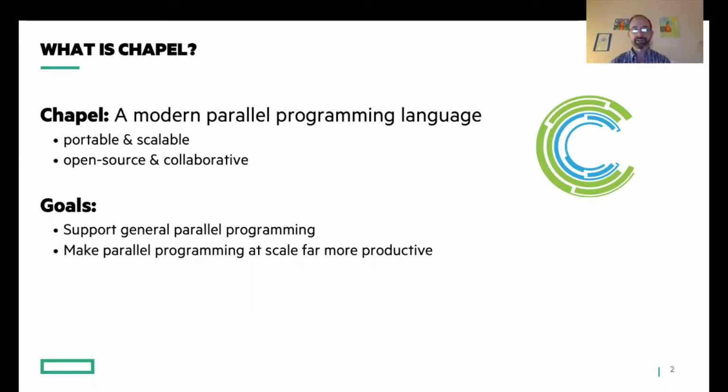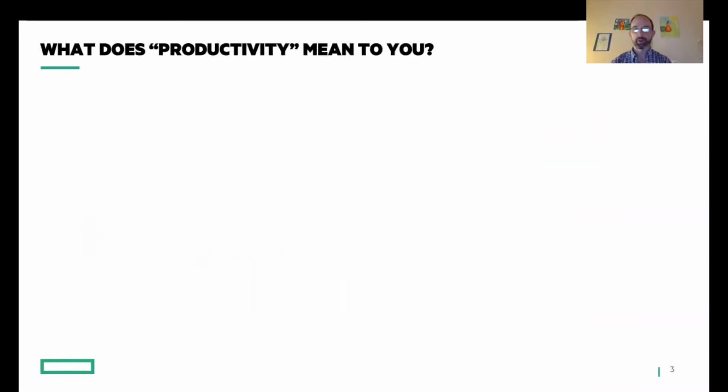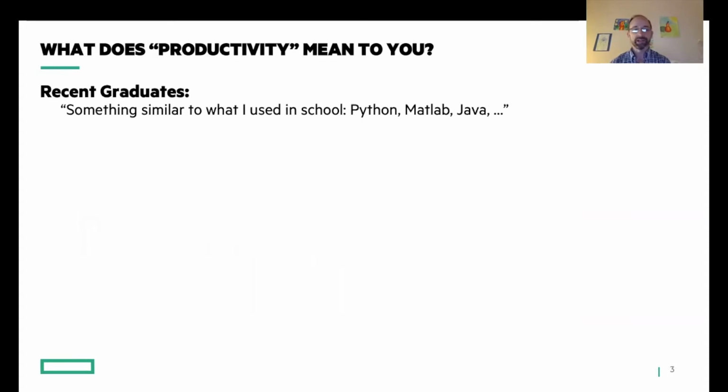And this term productive is kind of a loaded term. If you talk to 10 people about it, you might get several different definitions as to what productivity means to those people. So I'm going to take a moment and talk about what productivity means to some different personas, if you want to think about it that way. When I talk to either recent graduates or current students, to them what feels productive is something similar to what they are used to using in school. And for a lot of people these days, that's Python, maybe depending on what field you're in, something like MATLAB or R, maybe Java if you're coming up in computer science, or maybe something else.